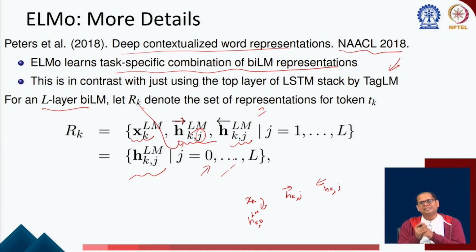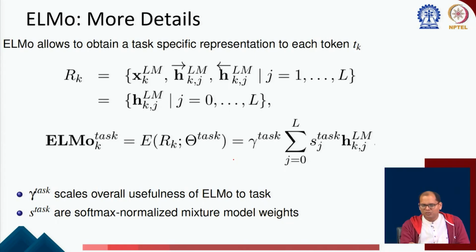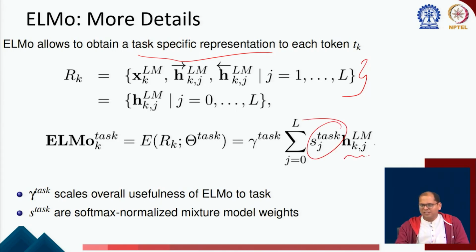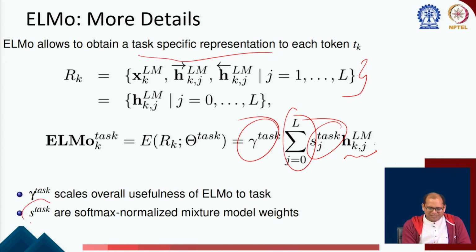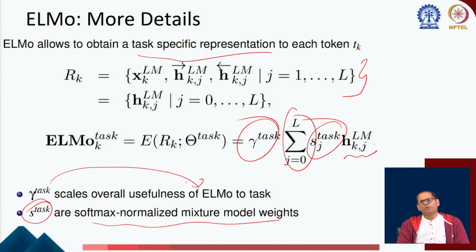Now you can combine these representations that you are learning at multiple layers into a single embedding. So you have the task-specific representation for these tokens. So this is what we saw. Now you can say, okay, I'll use some weighted average of all these hidden states and embeddings for all the layers, and the entire thing can be multiplied by a task-specific parameter, that is how useful the embedding will be for the task. So s_task are task-specific mixture model weights, and gamma_task is the importance of ELMo to the task, right. So you may have these two hyperparameters that you can tune per task.